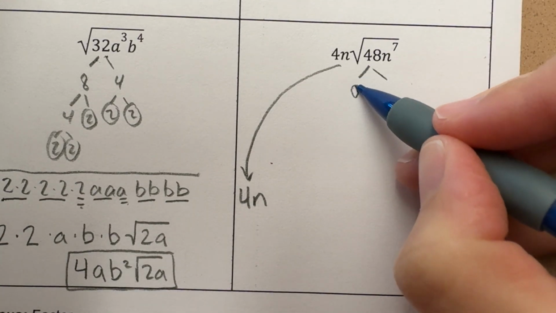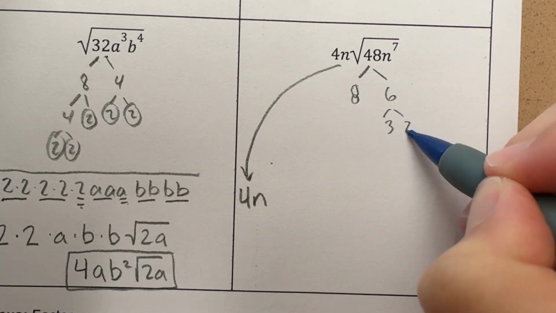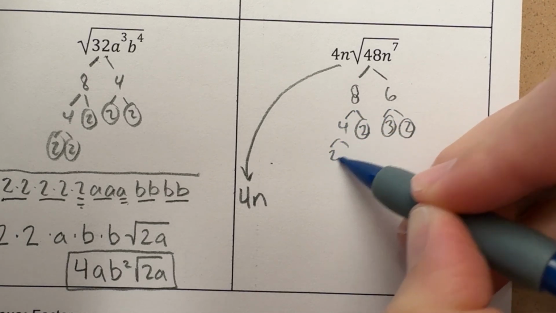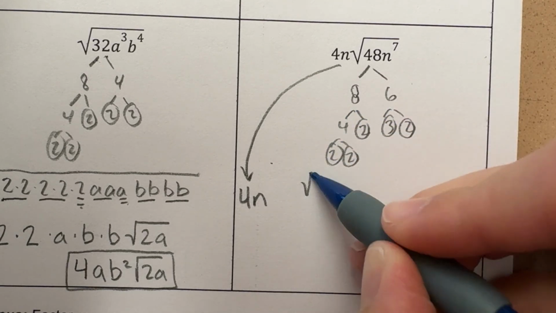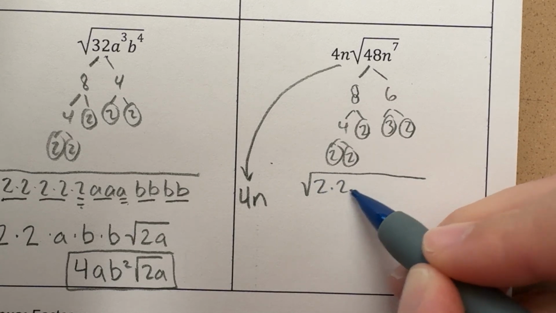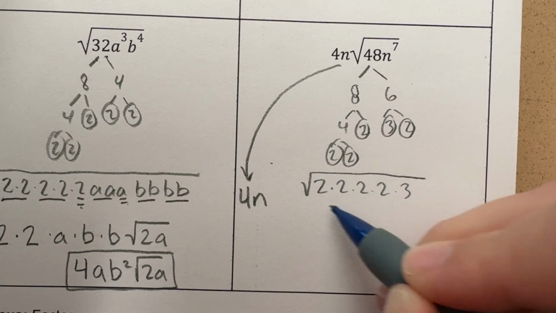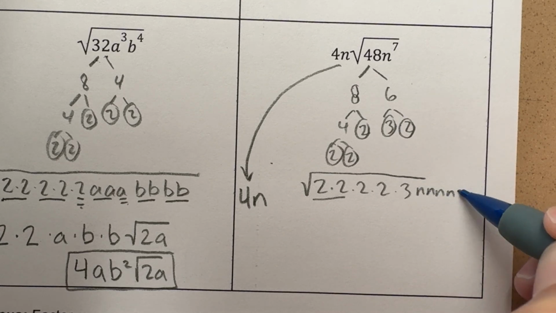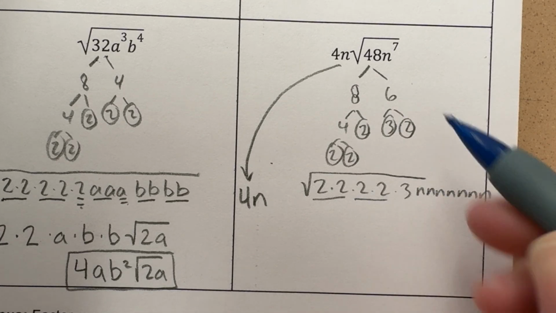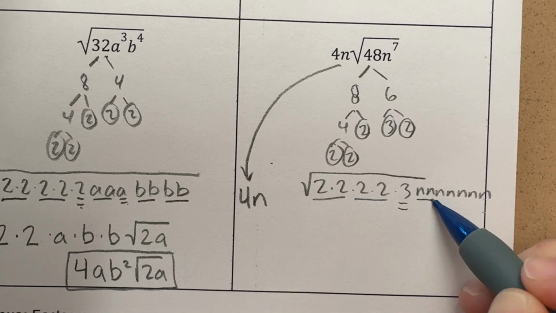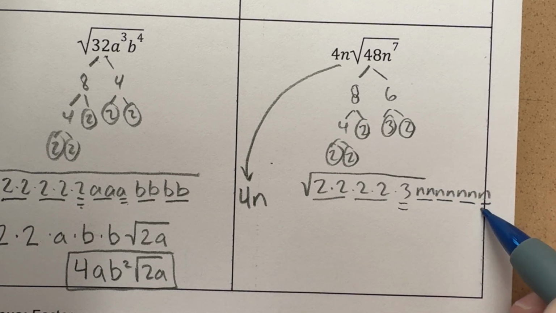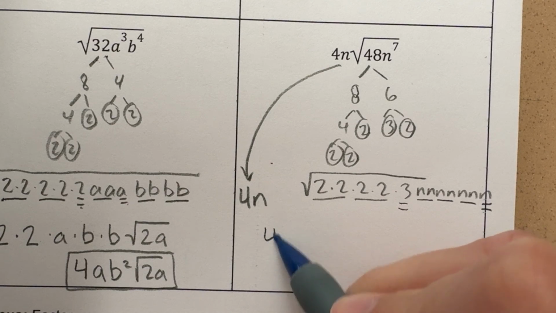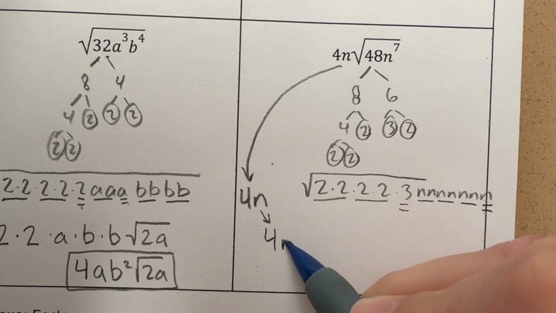For 16, let's do 8 and 6. Okay, so I have, okay, double 2. Oh, I forgot my ends. 1, 2, 3, 4, 5, 6, 7. So double 2, single 3, double n, double n, double n, single n. Okay, so here on the outside, look, is this 4n. Okay, that's on the outside.